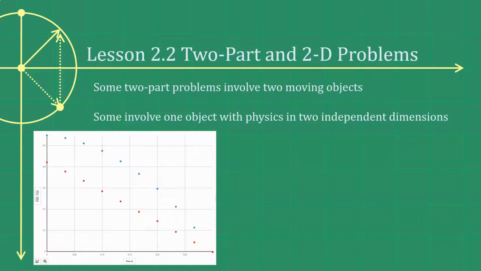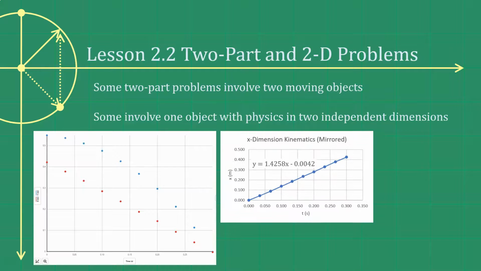What that tells us is that in the x dimension, the object is moving at a constant rate, constant speed. In the y dimension, the object is accelerating. Now, if I were to put the actual equations to this, I would see that in the x dimension, the speed is about 1.4 meters per second.